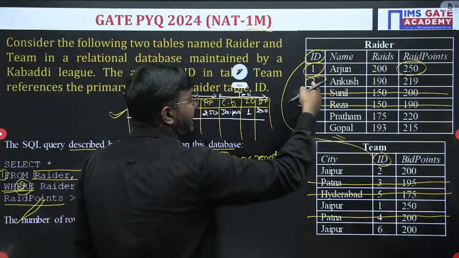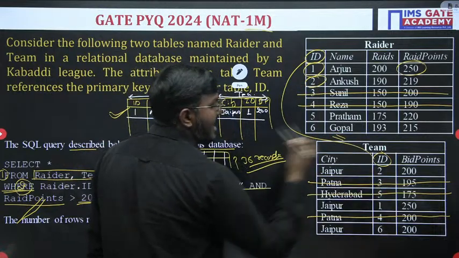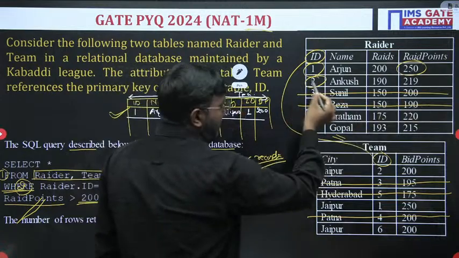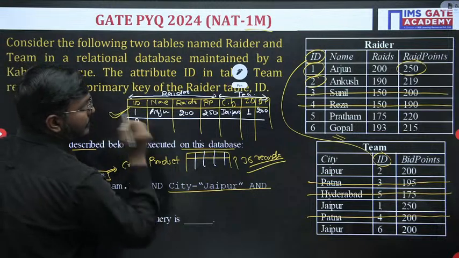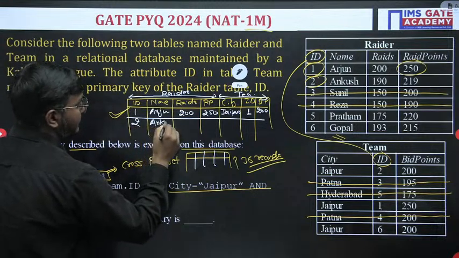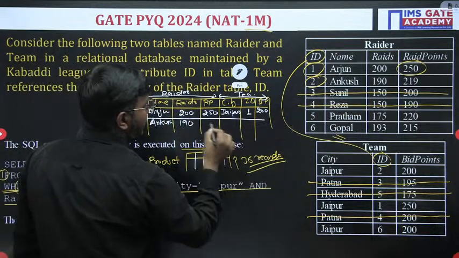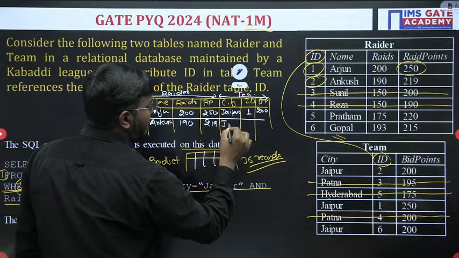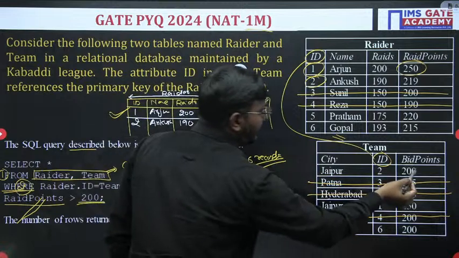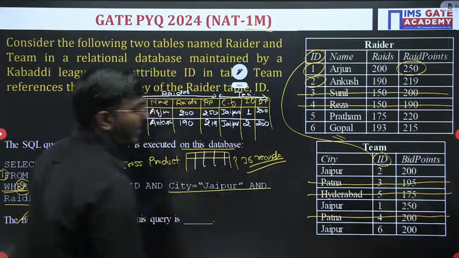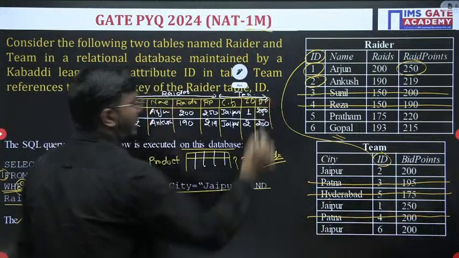Similarly, next see ID is 2. Now take the team table: is there any ID equal to 2? Yes, I have one record with the ID equal to 2. Now this record gets paired with the first record of the team. It means this pairing will be 2, the name is Ankush, the rate is 190, rate point is 219, city is Jaipur again, the ID is 2 only here, and the bid is 200. The bid point will be 250.